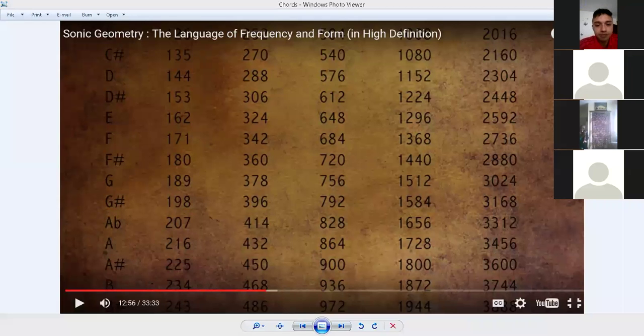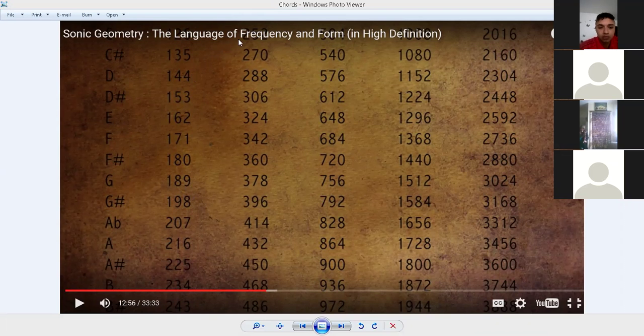Okay, so let me see. So you can see the image that I have up right now, right? Yep. Okay. So this is our scale. This is first octave, second octave, third octave, fourth octave, fifth octave. The C note, C sharp, D, D sharp, E, that kind of thing. Now in the first octave, you'll notice 135 plus 9 equals 144. 144 plus 9 equals 153, etc.